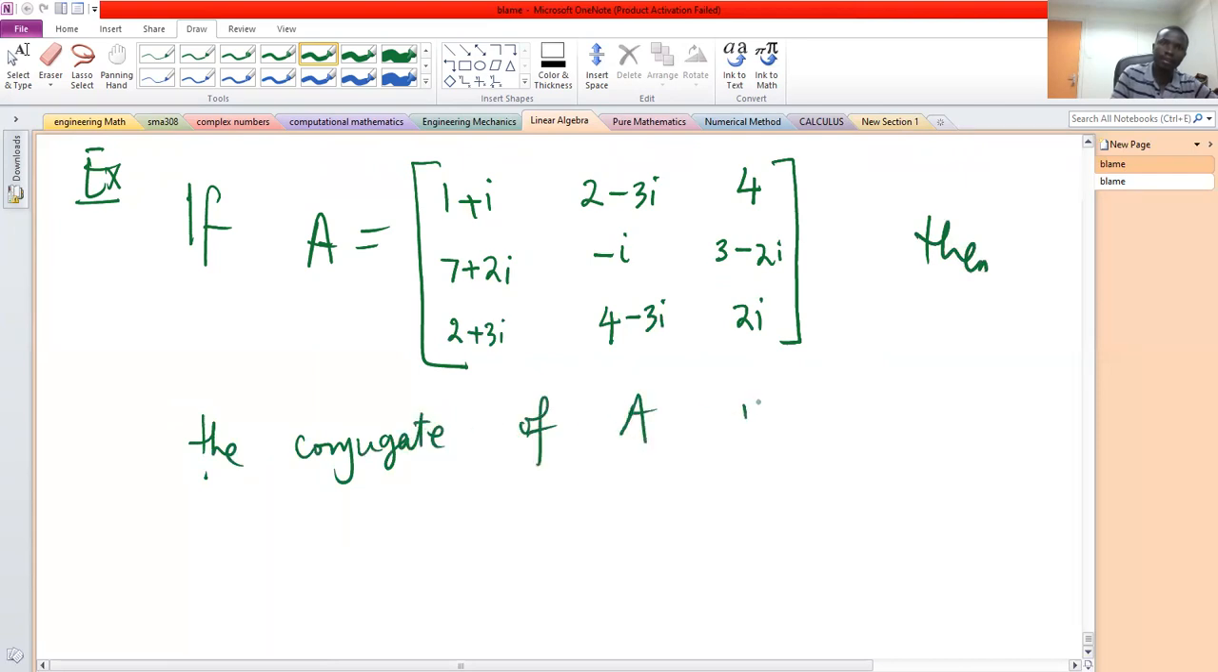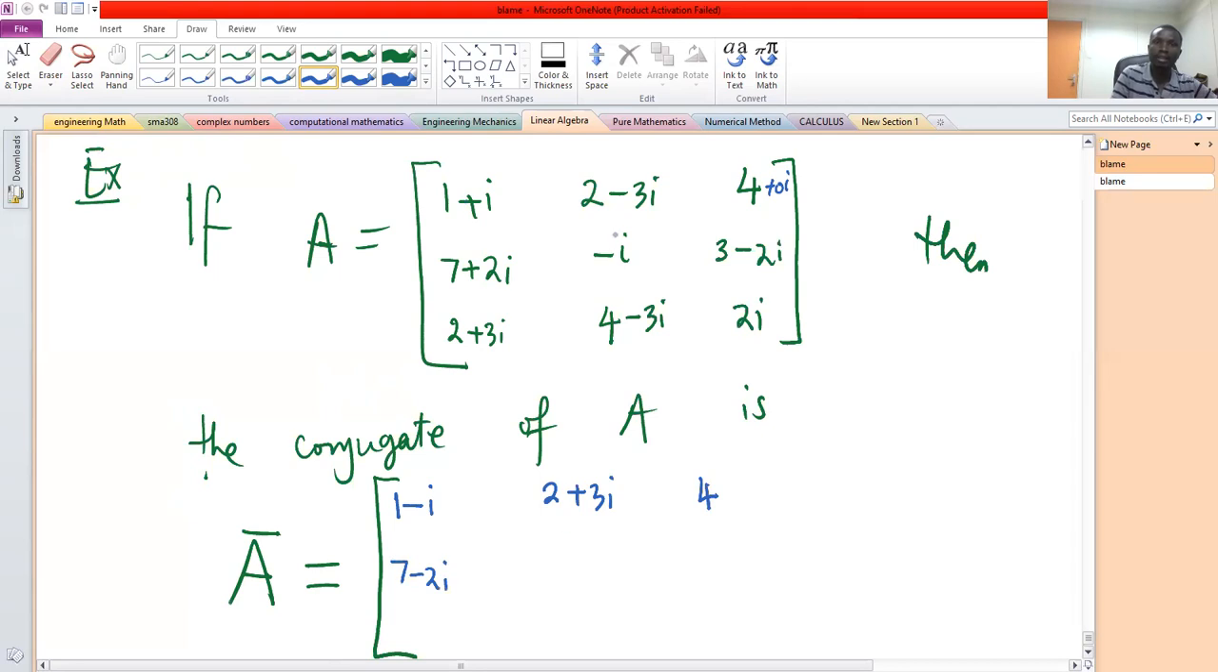Then the conjugate of A is, so this is how we write the conjugate, and then the usual way we deal with complex numbers, element by element. We change the sign to minus, so 1 minus i. This will be 2 plus 3i. Now remember, 4 can be written as 4 plus 0i, and plus or minus 0 doesn't change the value, so it remains 4. This one will be 7 minus 2i. Now we have 0 minus i here, so it will be 0 plus i, so this will be i.